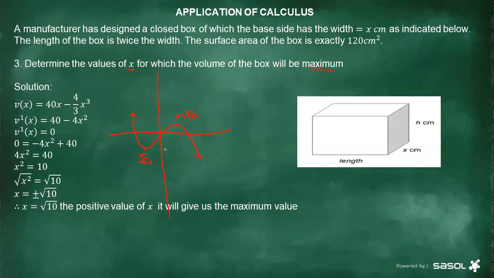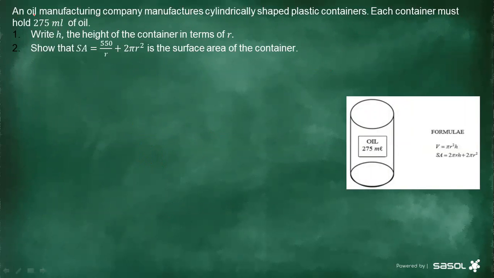All right. Another scenario, it says an oil manufacturing company manufactures cylindrical shaped plastic containers. Each container must hold 275 milliliter of oil. That is the scenario. And the first question says, write h, the height of the container, in terms of r. Remember what I said. What do you have from a scenario? That is going to lead us to answer the first question and the second question and the last question. All right.